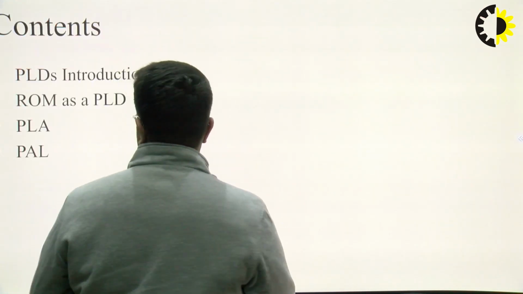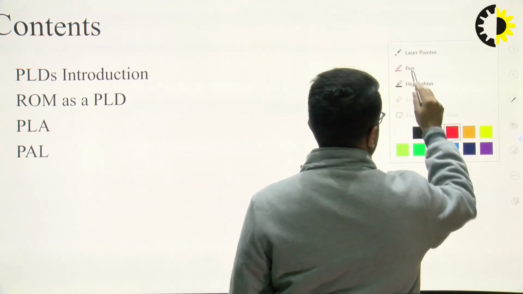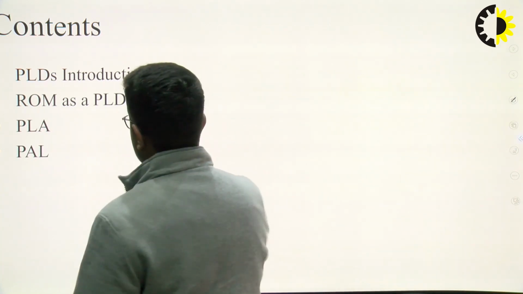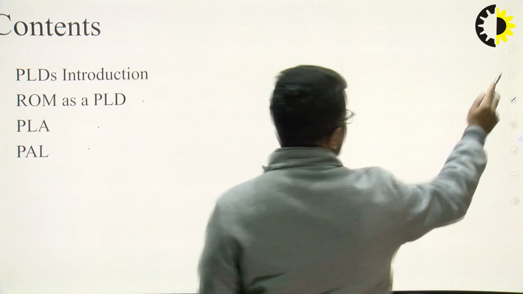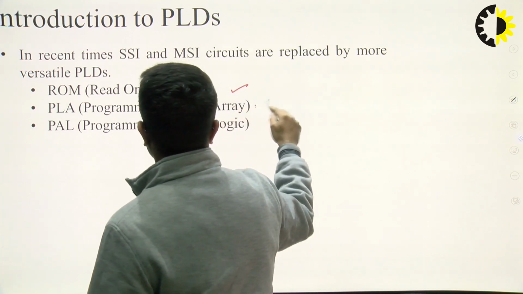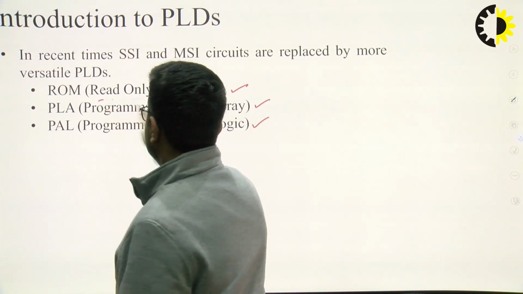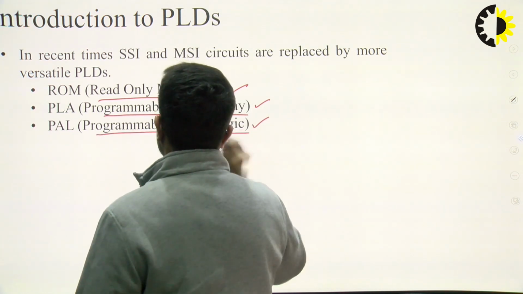So, these are the contents. PLDs introduction: what are programmable logic devices and how they can be used, and then covering ROM, PLA, and PAL to design some questions. These are the three: ROM, PLA, and PAL. ROM stands for read-only memory, PLA stands for programmable logic array, and PAL stands for programmable array logic.